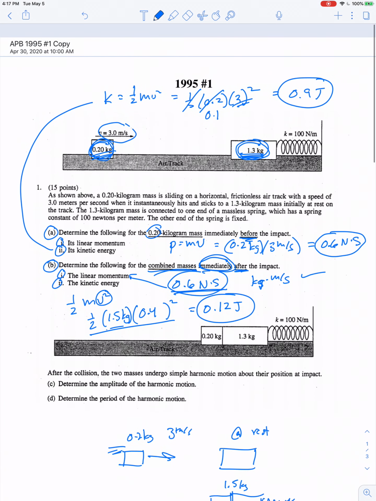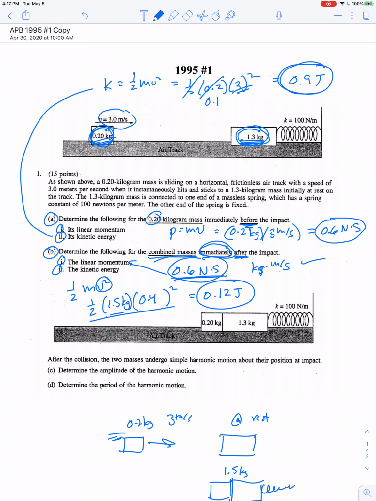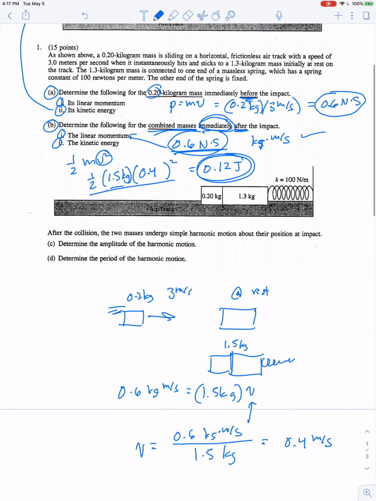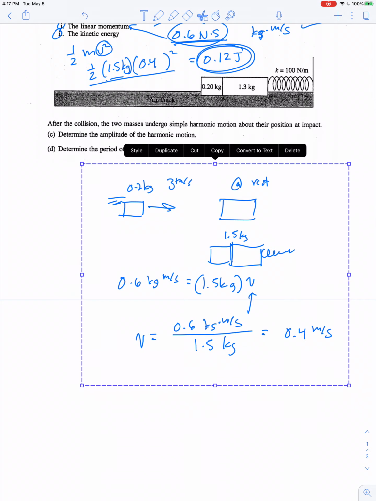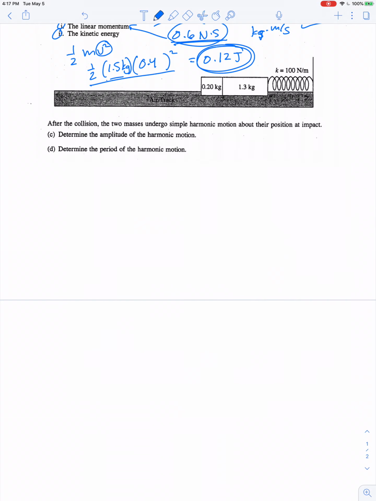So the kinetic energy has reduced from 0.9 joules to 0.12 joules. Where did all of that go? Wasted thermal energy in the process of the collision. After the collision, the two masses undergo simple harmonic motion due to the behavior of the spring. Determine the amplitude of the harmonic motion.